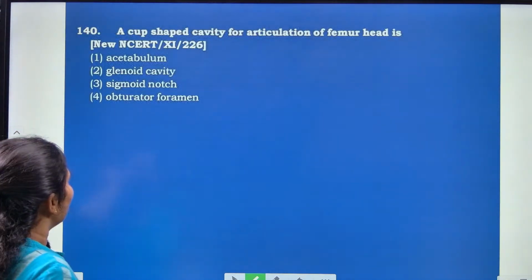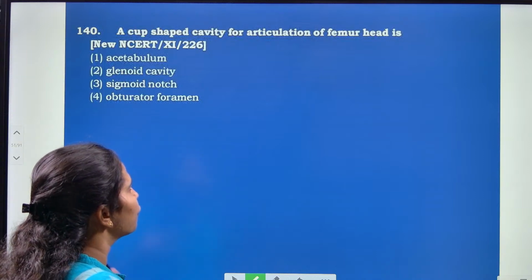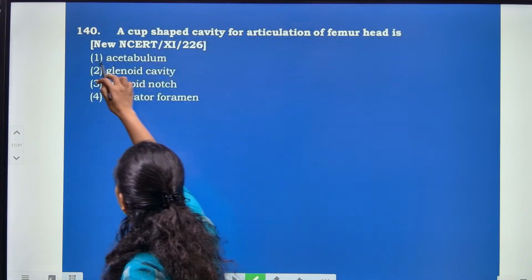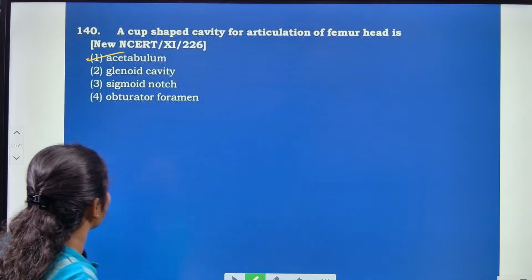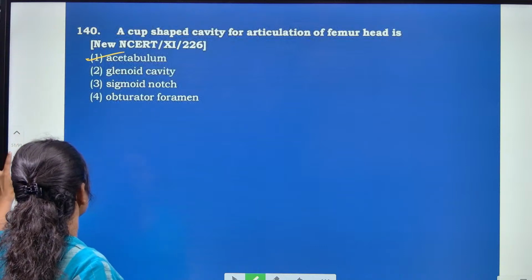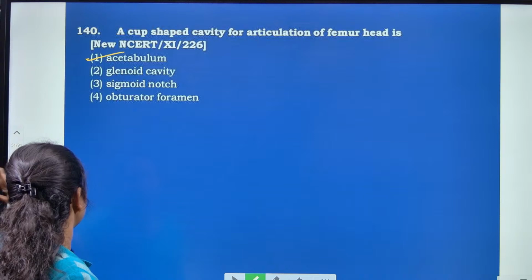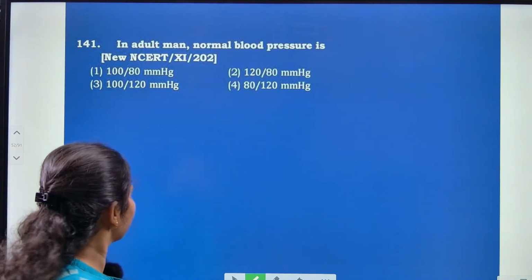Yes. Here, a cup shaped cavity for articulation of the femur head is called the acetabulum. It is a direct question which is asked here. So whether it is the sigmoid notch, the glenoid cavity, or the acetabulum, it is the acetabulum which helps in the articulation of the femur head, right? That articulation is nothing but movement here. Okay.